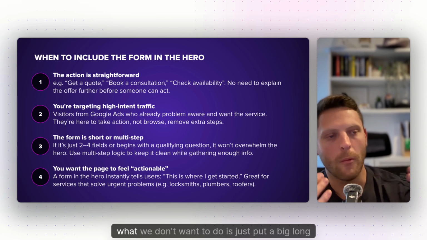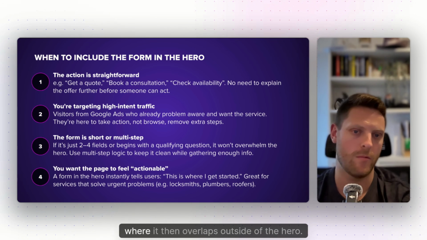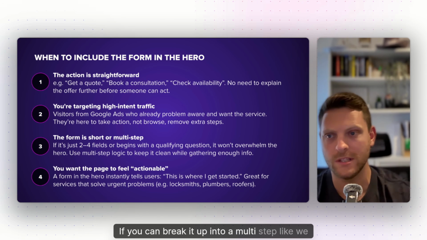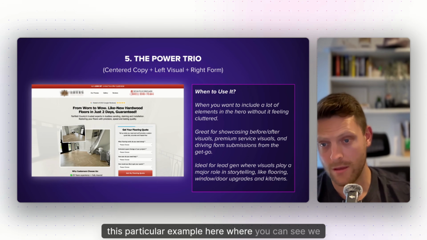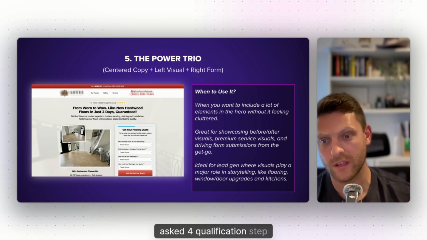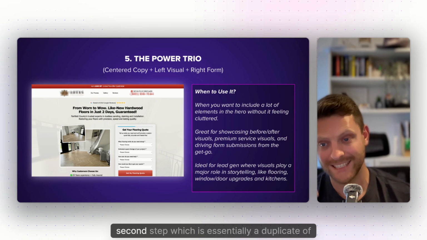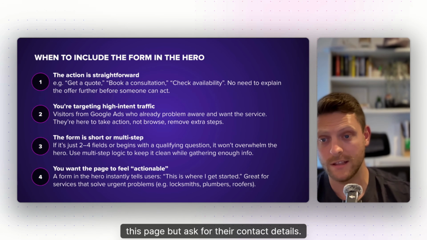So what we don't want to do is just put a big long form in the hero design where it then overlaps outside of the hero. If you can break it up into a multi-step like we had in this particular example here, where you can see we asked 4 qualification step questions, and then it just goes through to the second step, which is essentially a duplicate of this page, but asks for their contact details.